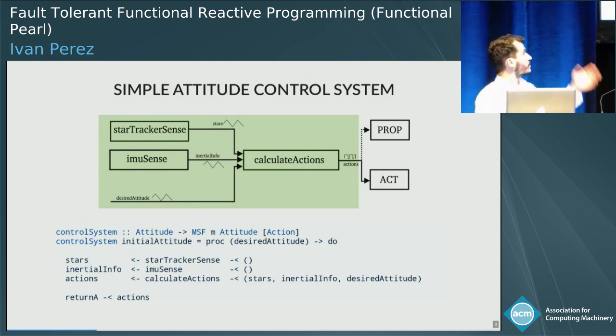And the implementation just says, these are the signals that I have. So I get as input to my system the desired orientation of my satellite. And I get star information from the star tracker, and inertial information from the IMU. And then I put them all together, and I calculate the actions that I need to send to the actuators. And that's what I return. So that's the implementation, more or less, of the green box, green area.